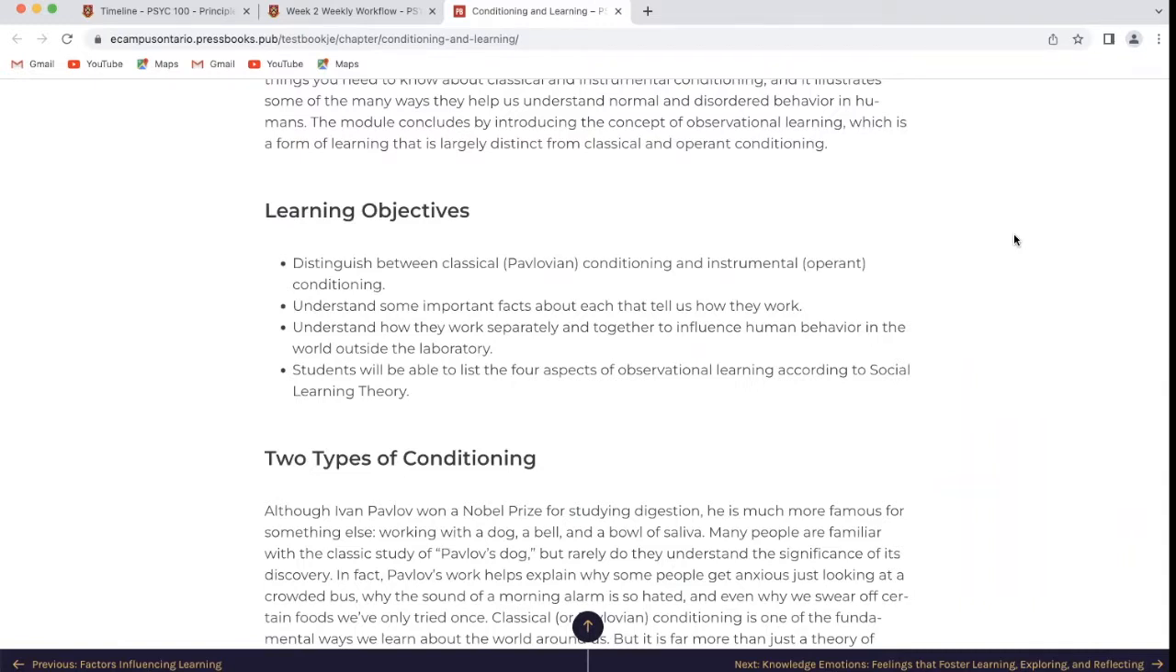Learning objectives to keep in the back of your mind: distinguish between classical conditioning and instrumental conditioning. Understand some important facts about each that tell us how they work. Understand how they work separately and together to influence human behavior in the world outside the laboratory. And students will be able to list the 4 aspects of observational learning according to social learning theory.